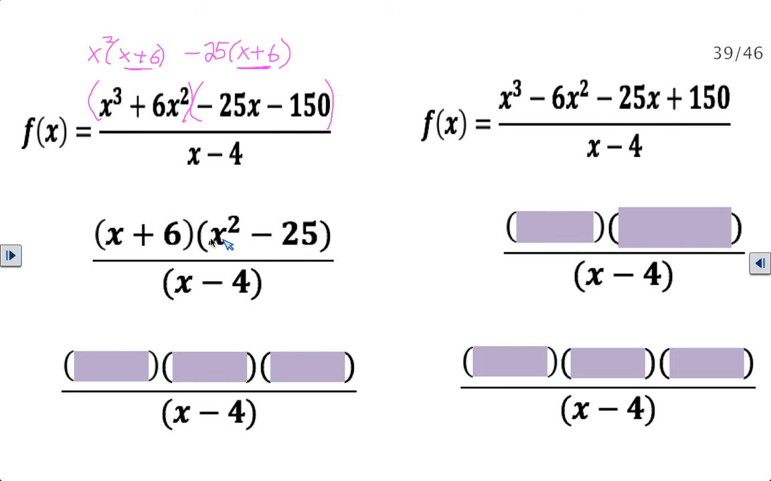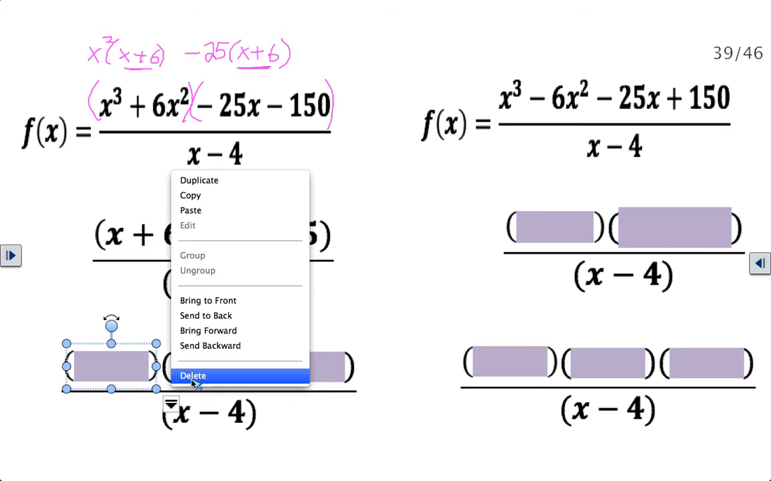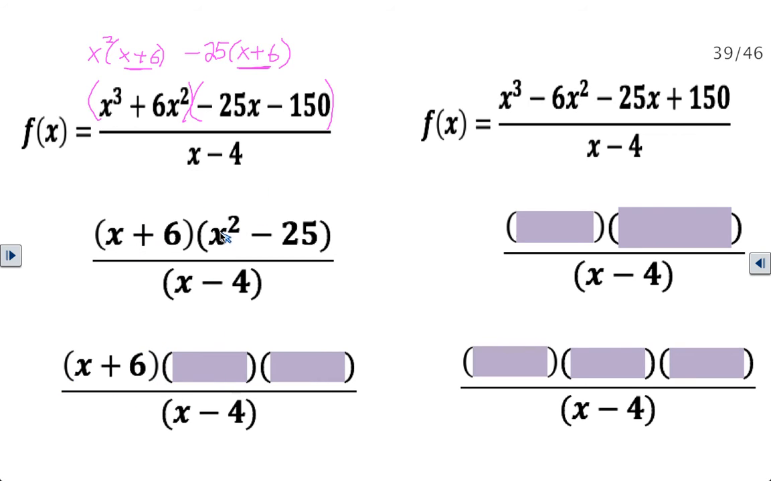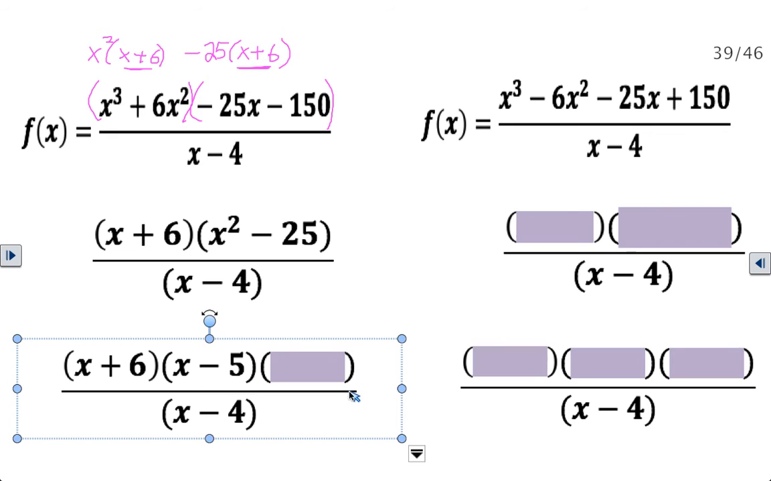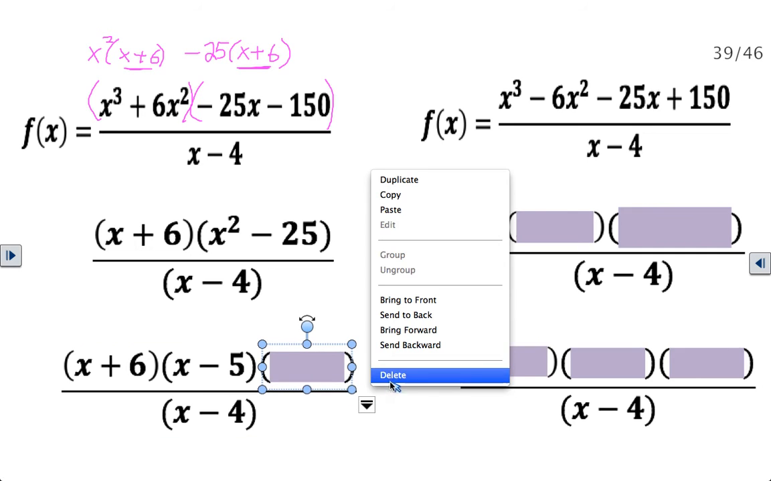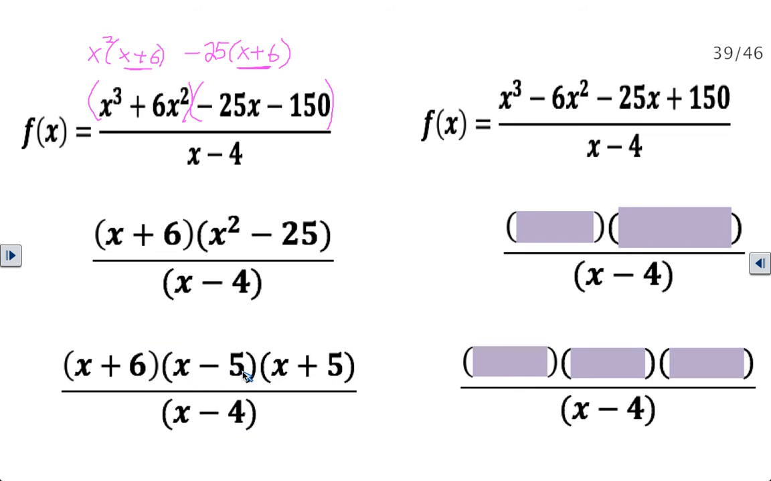In this case over here, this is factored as much as it can be, so that's just going to stay x plus 6. Right here you have x squared minus 25. You can factor that as a difference of squares, and you end up with x minus 5 times x plus 5.